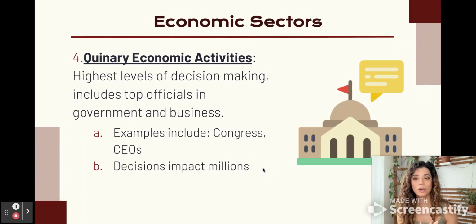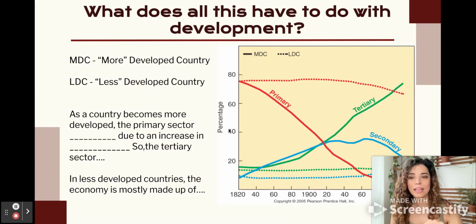And then finally, quinary economic activities. These are like high-level decision makers. So think of government or think of business, Congress, CEOs, like anybody with a governmental position that is making decisions that impacts people's lives at a large scale. And relating this back to development.